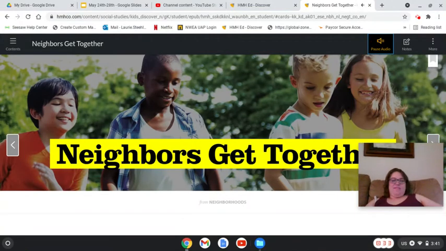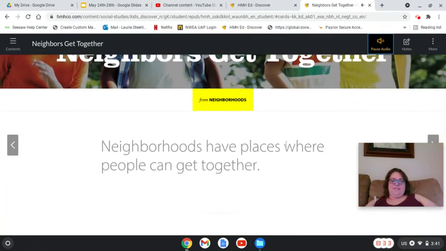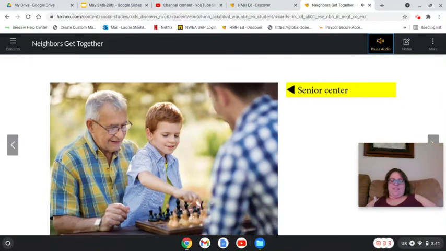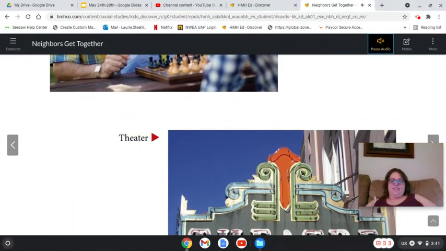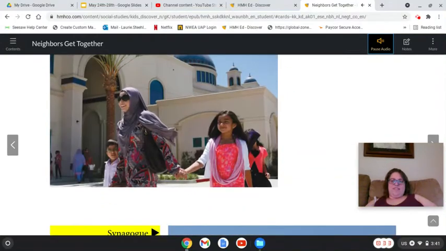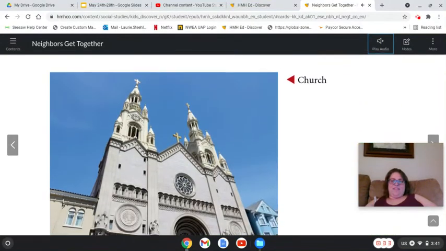Neighbors get together. From Neighborhoods. Neighborhoods have places where people can get together. Senior center, theater, park, cafe, mosque, synagogue, church.